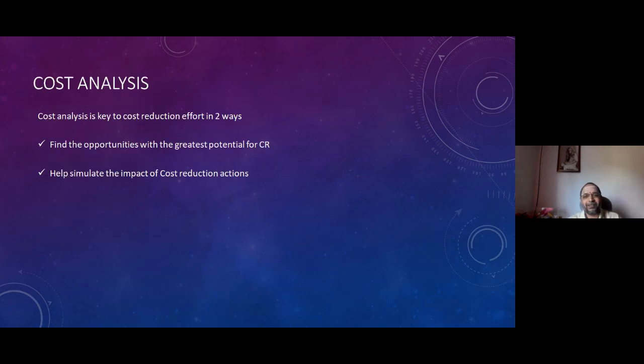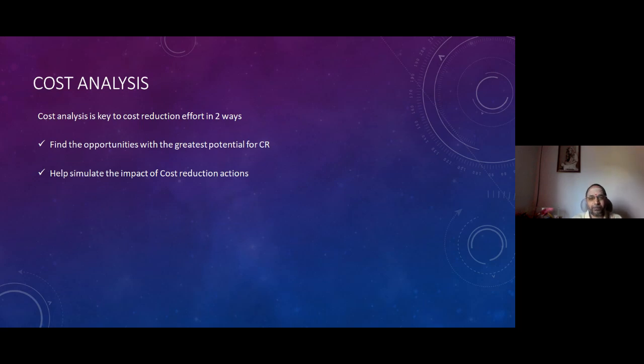Now, the final part of the theoretical discussion is cost analysis, right? So cost analysis is the key to cost reduction in two ways. One, see, when we do this value stream mapping or process mapping and then analysis, which area to target first? We have to obviously look at the low hanging fruit, right? That is where the greatest potential for reduction is there. So first of all, purpose of doing the cost analysis is to identify the activities that offer the greatest potential for cost reduction.